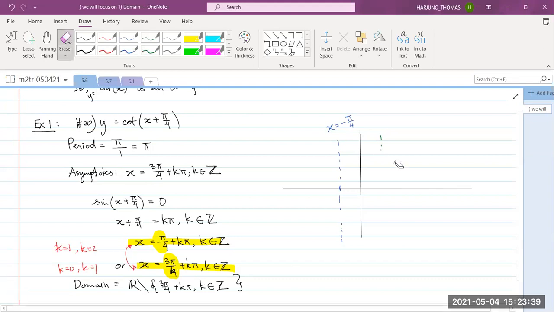That's the asymptote already. So that actually looks like this later on. Plus, give me a second, plus pi. So I have another asymptote here at 3 pi over 4. I keep on thinking we were dealing with tangent. And then plus pi, that will be 7 pi over 4.